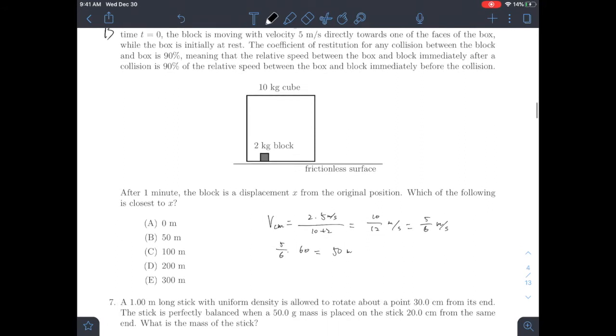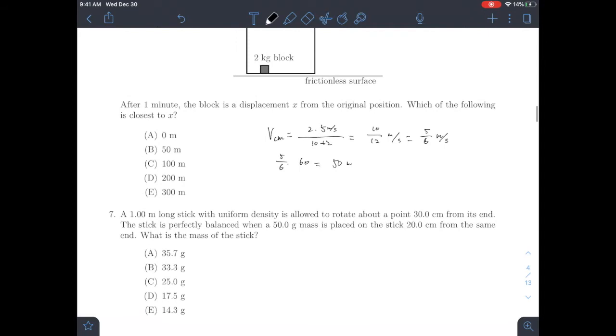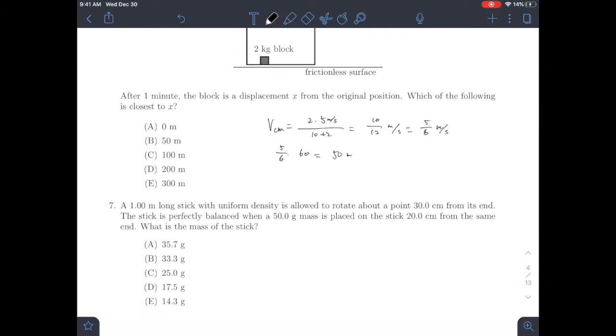Pretty easy, right? So let's look at the 7th question. A 1 meter long stick with uniform density is allowed to rotate about a point 30 centimeters from its end. The stick is perfectly balanced when a 50 gram mass is placed on the stick 20 centimeters from the same end. What is the mass of the stick?